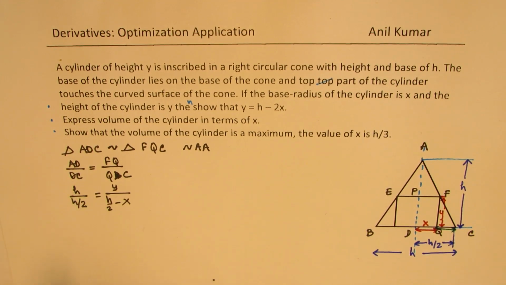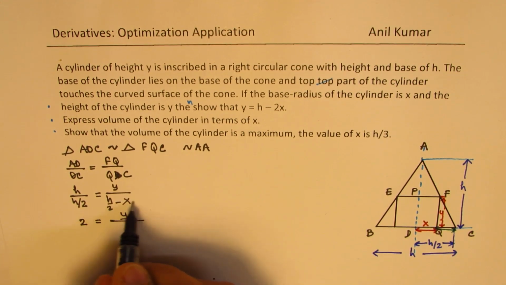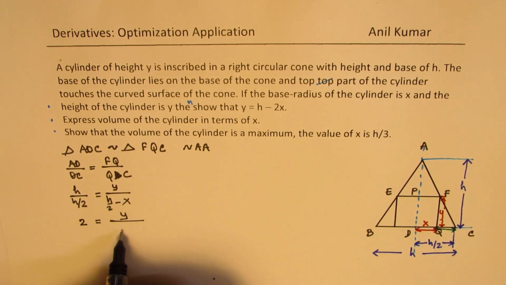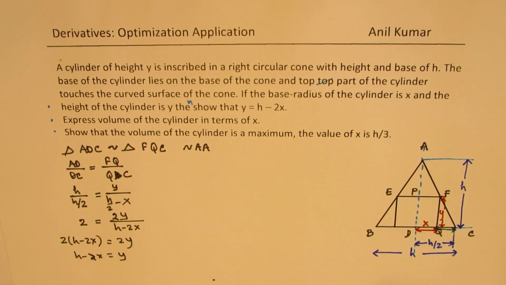Now here h and h cancel. We get 2 in the numerator. We have y. We can take 2 common as a factor, with common denominator h minus 2x, and this 2 goes there. So we get 2y. Now we can cross multiply and cancel this 2. So we have 2 times h minus 2x equals 2y, so we have our relation that h minus 2x is equal to y. So the first part we could do with similar triangles. Is that clear?